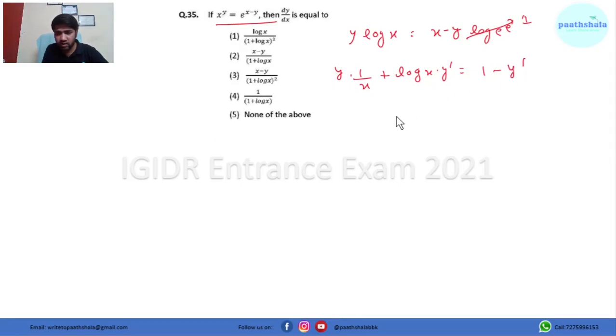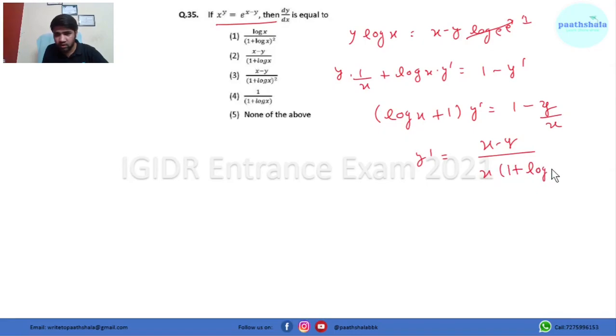Now take all the y dash terms on one side. So this will come out to be (log x plus 1) y dash, and the rest of the terms on the right hand side. So this will come out to be 1 minus y upon x. So finally this is coming out to be (x minus y) upon x (1 plus log x). Okay, but we have to find the value of this as well, because here the expression is not coming.